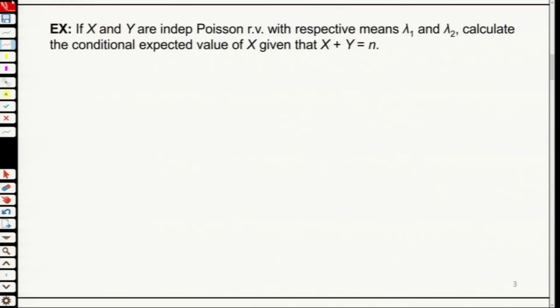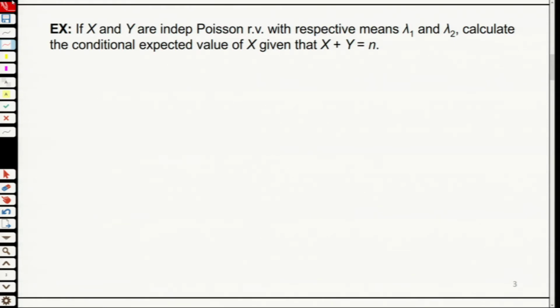Now let's have a look at an example. If x and y are independent Poisson random variables with respective means lambda 1 and lambda 2, calculate the conditional expected value of x given x plus y equals n. My first question is, if x is Poisson and y is Poisson, what is the distribution of x plus y? Poisson again, right? So we know the probability that x plus y equals n. Is it Poisson?